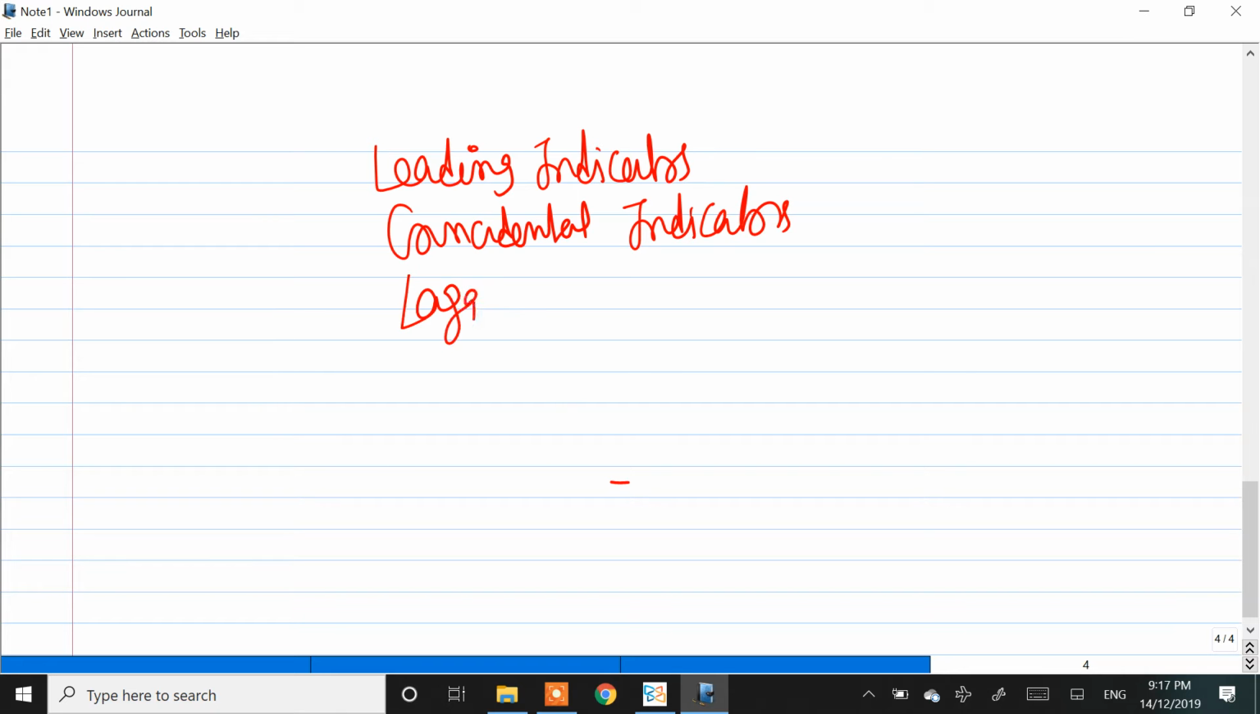And I have lagging indicators. These are the three parts to this approach. There is a leading indicator, there is a coincidental indicator, and there is a lagging indicator. Leading indicators are those variables which will move up or down, and this will indicate that the economy is going to perform well or not.